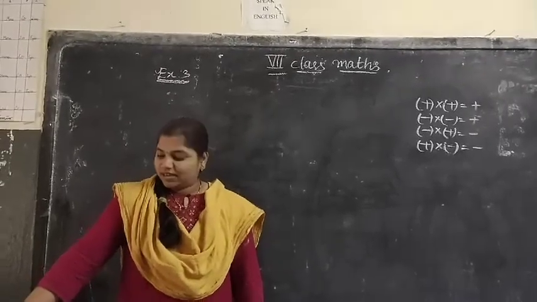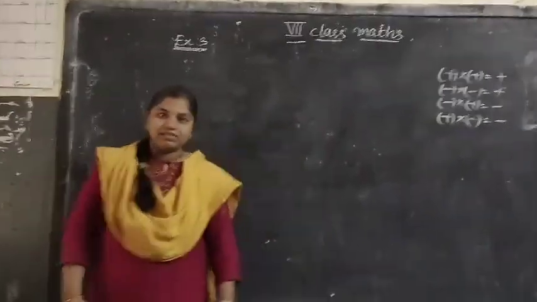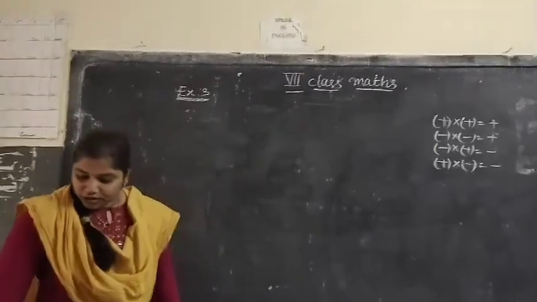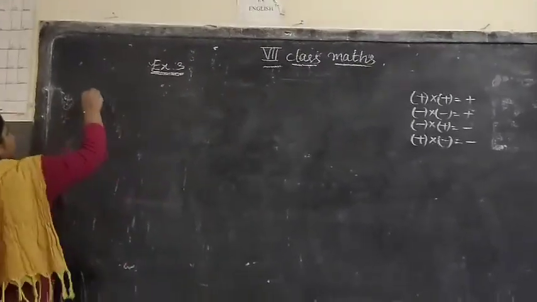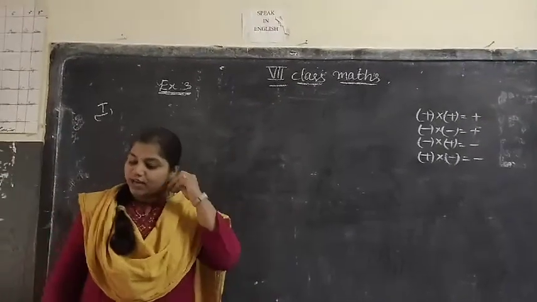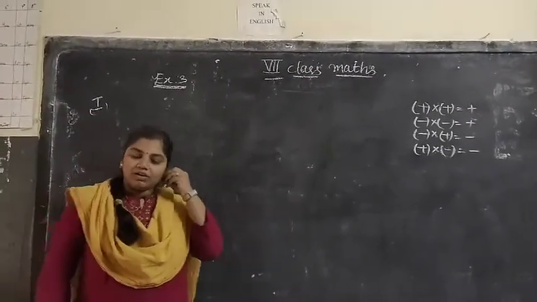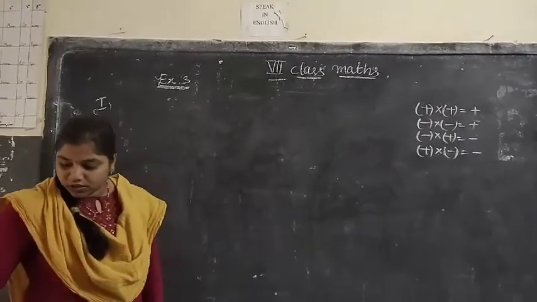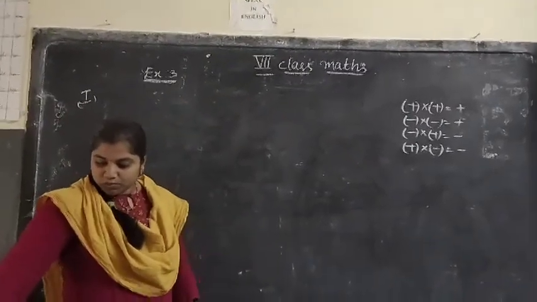Good morning. In last class we started our exercise 3, so we will continue that now. First is representation. We have to represent the following subtractions on a number line. On the number line we have to show the subtractions of integers. Already we did two problems in that.